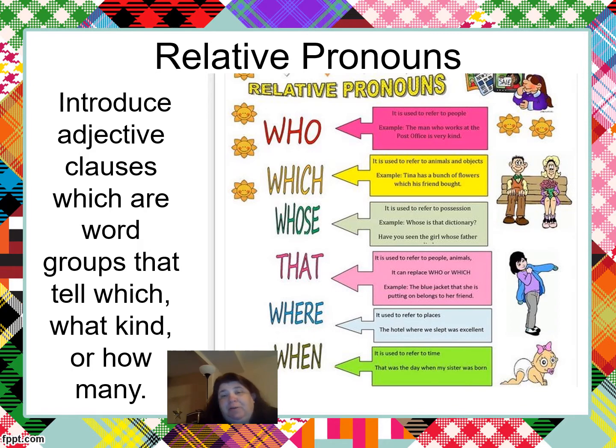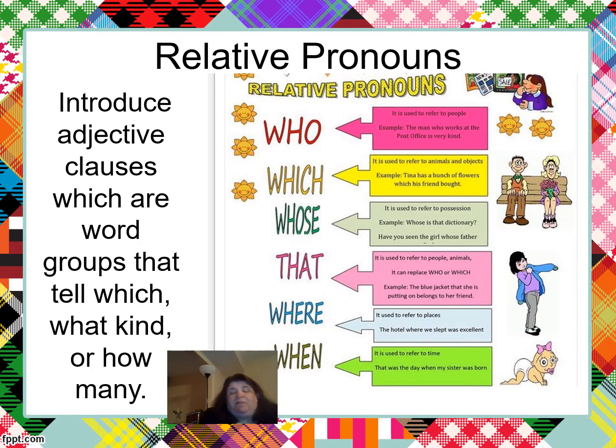When we look at who, it refers to people. The man who works at the post office is very kind. But when I look at this list of words, I could see several that I could also use in place of who in that same sentence. So you could do the man that works at the post office is very kind, or the man which works at the post office is very kind.